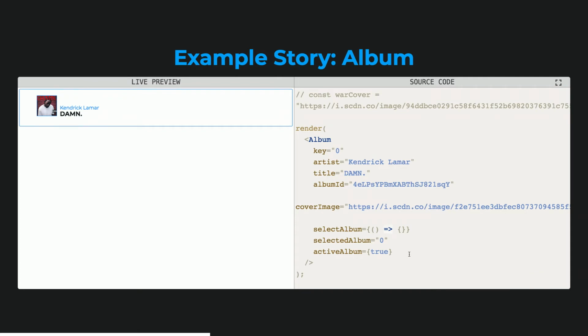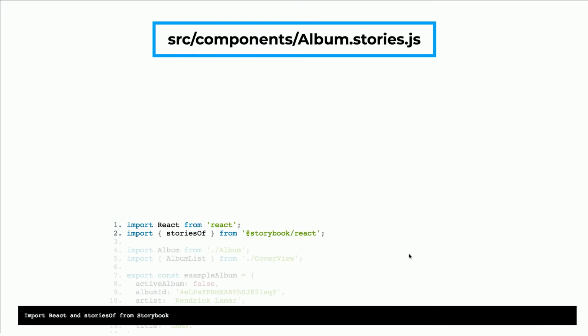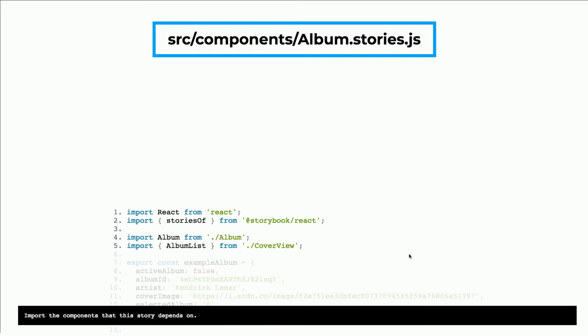Now that we've seen an example of it, how do we get that in our Storybook? Where the components live, in source/components in this project, we're creating an album.stories.js file. This is how we write our story. We're going to import React, because we're not going to get too far without that. Then we're going to import stories of from Storybook, and then you need to import the component that you're going to render.